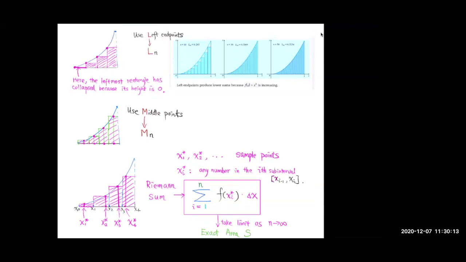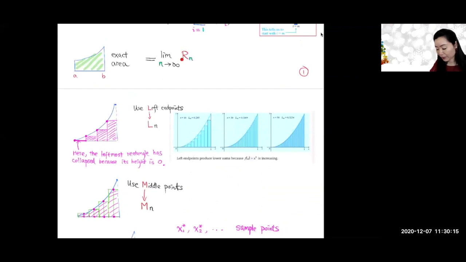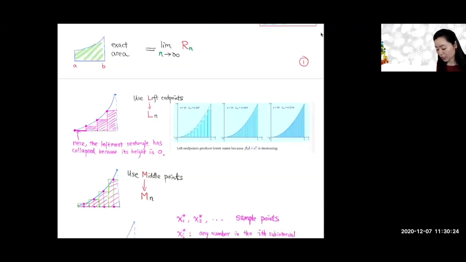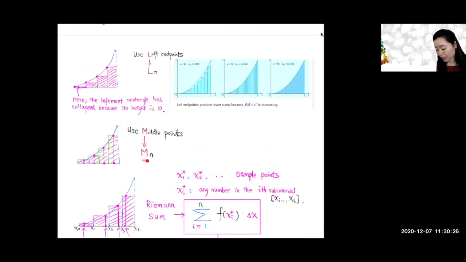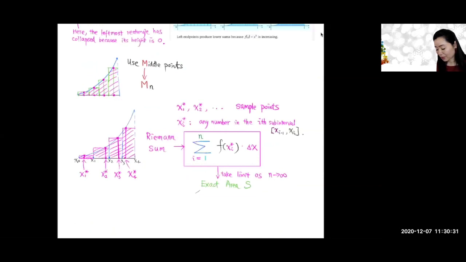So using the right endpoint, that's Rn, the sum of those n rectangles. Using the left endpoint, the sum of those n rectangles is called Ln. Using the midpoint, the sum of those n rectangles is called Mn. Or any sample point. Okay, this is a Riemann sum.